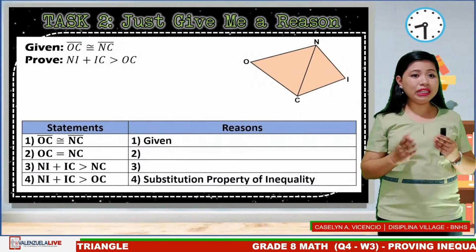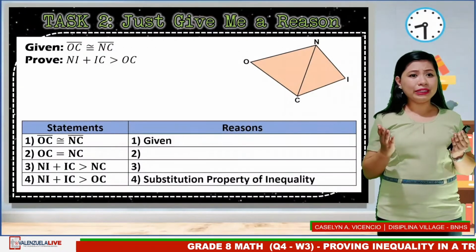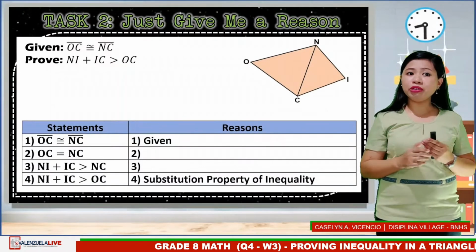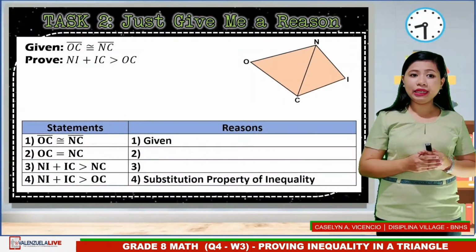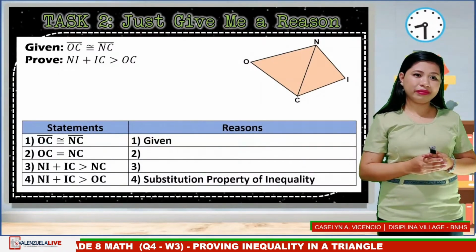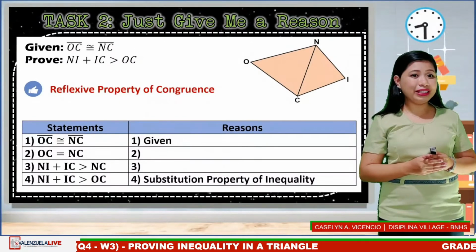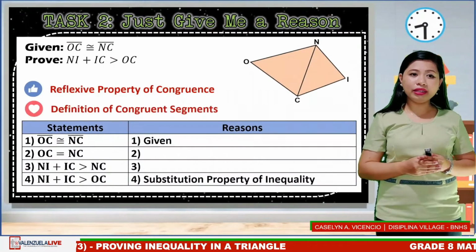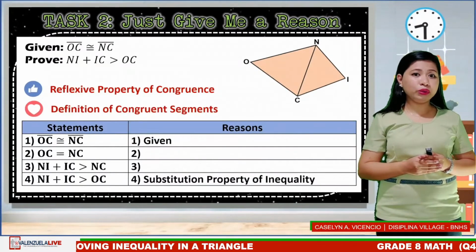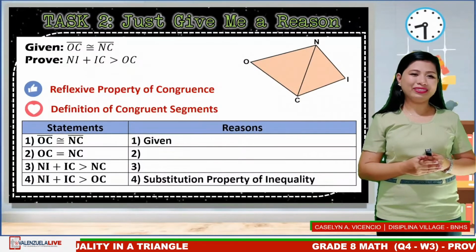Statement number 1 is from our given information. For what reason is the measure of side OC equals to the measure of side NC? Is it like, reflexive property of congruence, or heart, definition of congruent segments? Key in your answers, go!